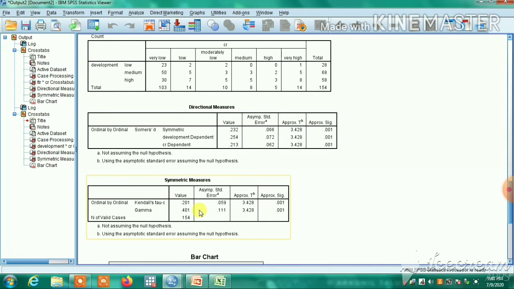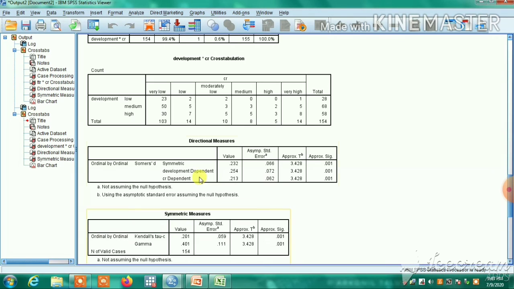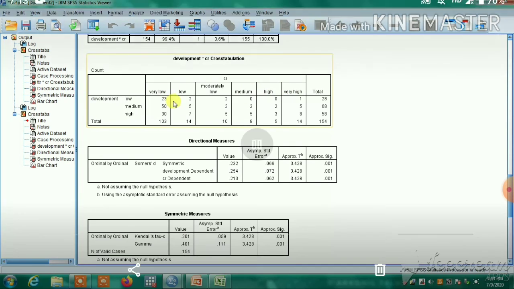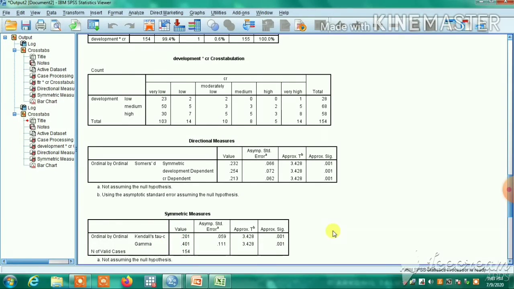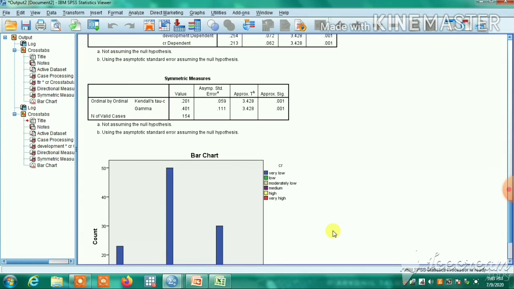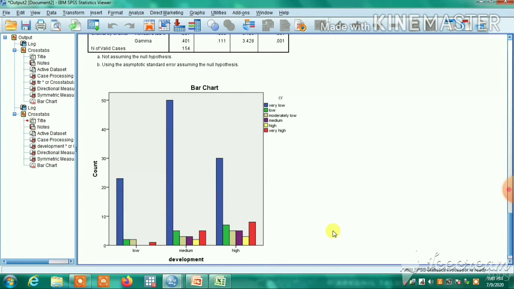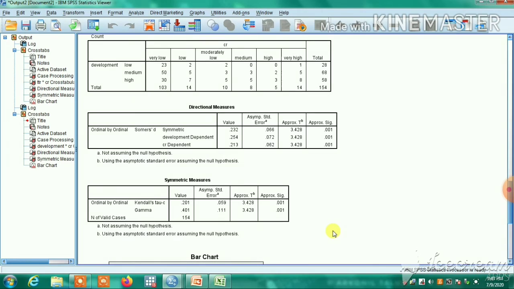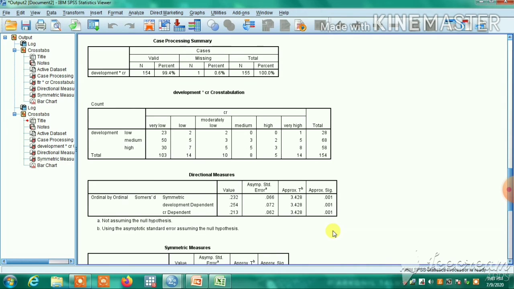The Kendall tau is more or less showing the same level of statistic, and for gamma, since here again the number of rankings is rectangular matrix type, we should not consider gamma also. Okay, bar chart. So in this way we are able to calculate the ordinal by ordinal variable measures of association through Somers D.